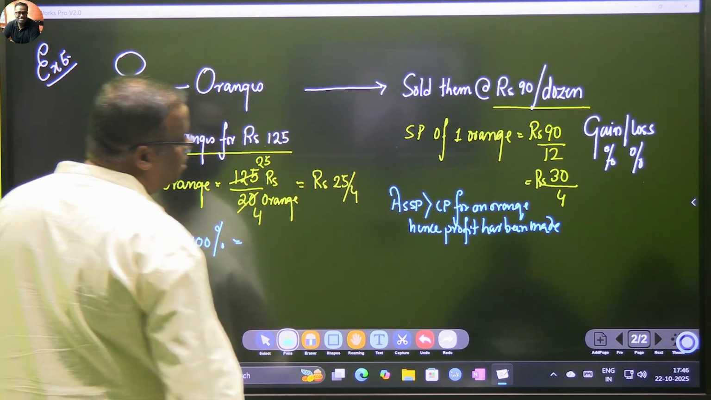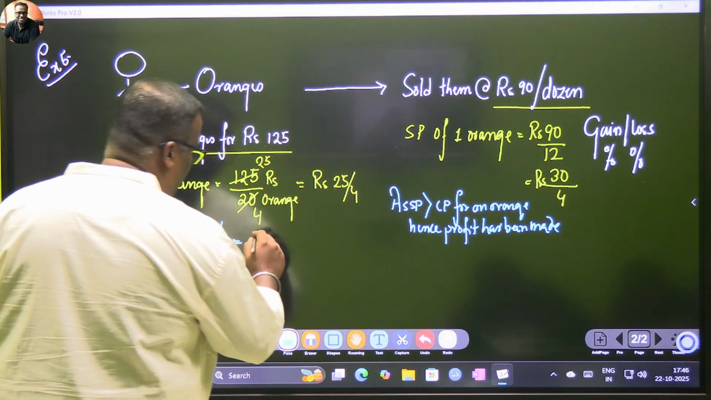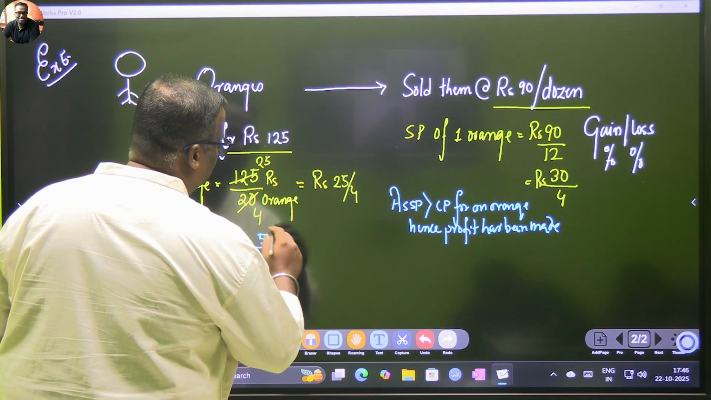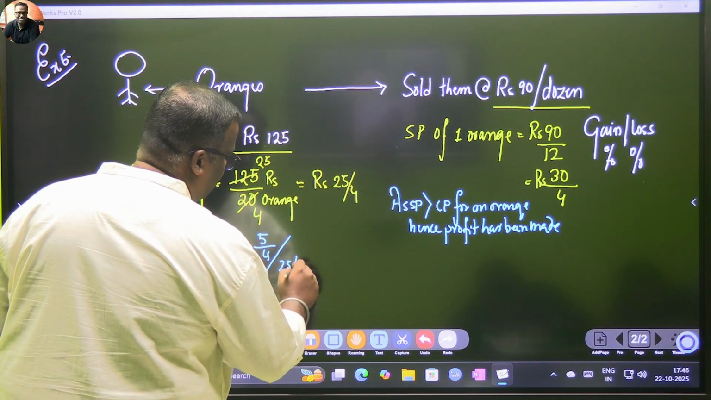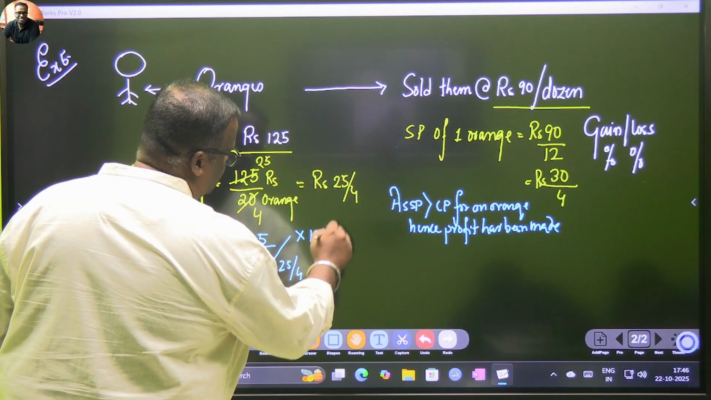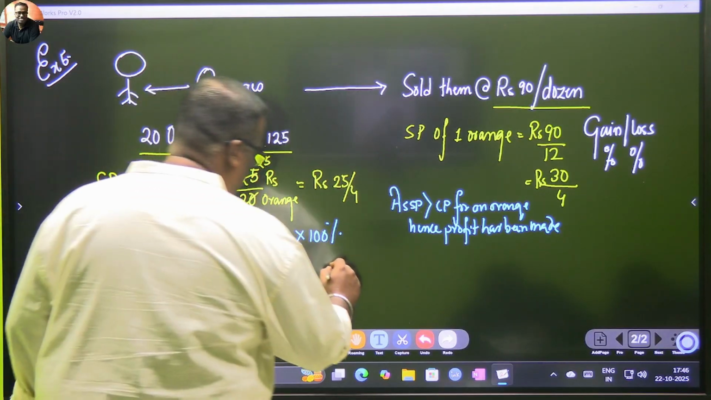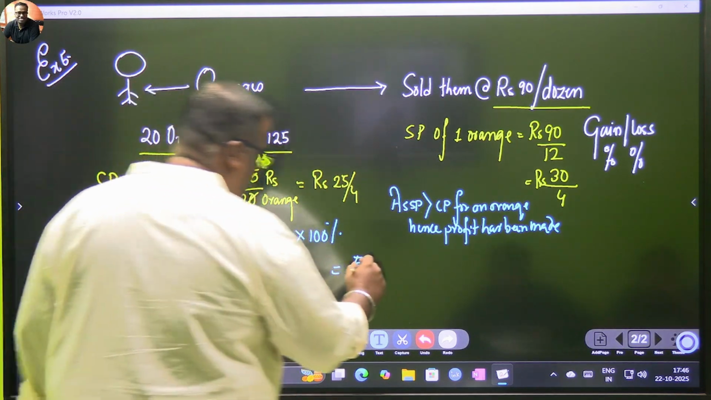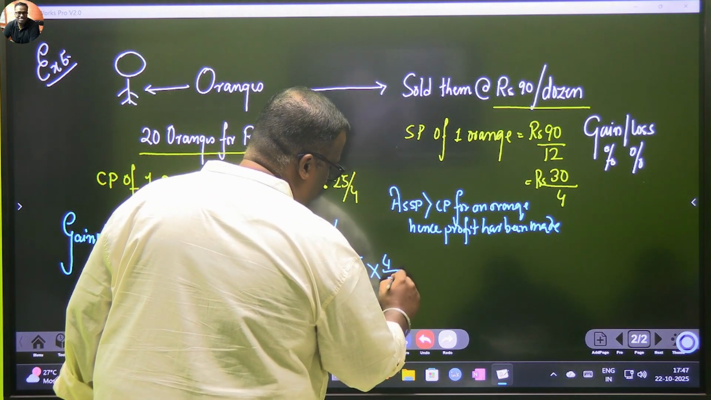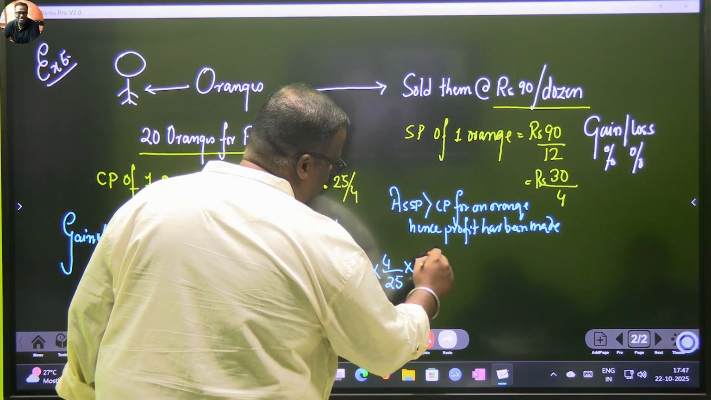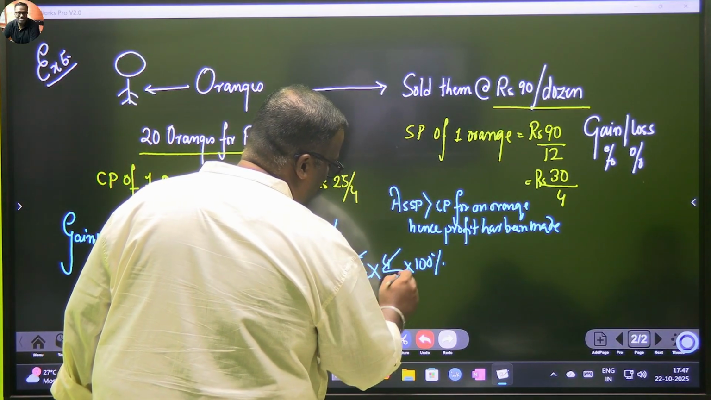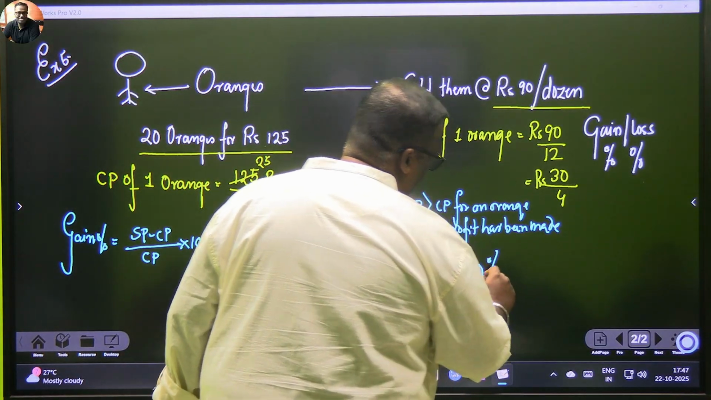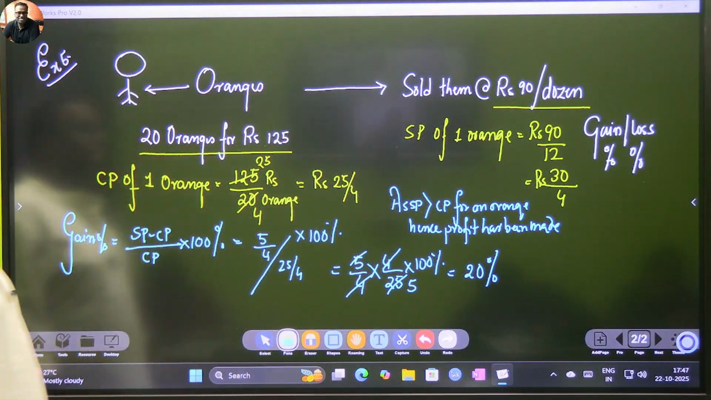So our SP is how much? 30 by 4 minus 25 by 4, which is 5 by 4, divided by how much? Original price is 25 by 4, multiplied by 100%. This is an easy calculation. So we'll say 5 by 4 divided by 25 by 4 means into 4 by 25 into 100%. So 4 and 4 cancel, 5 5s are 25 and 5. So just 20%. 20% profit he has made.